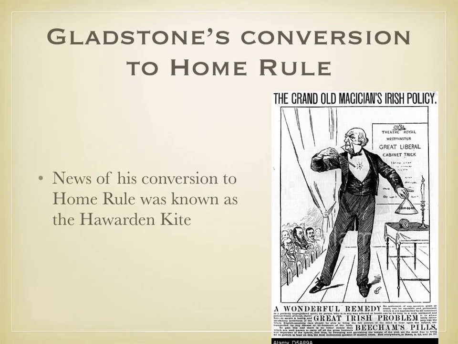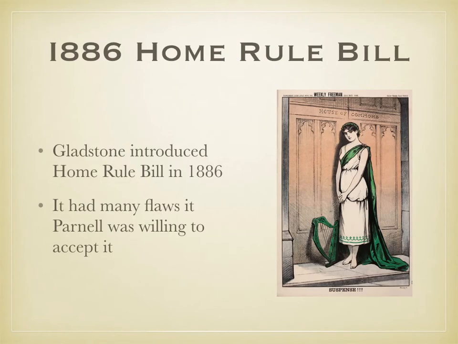Gladstone, who had tried to solve the Irish question since 1868, was truly converted to the idea that Home Rule was the answer. And he let this be known, and news of his conversion to Home Rule in a genuine way was known as the Hawarden Kite. Now remember, for something to become law in Britain, it has to be passed by a majority in the House of Commons and then passed in the House of Lords.